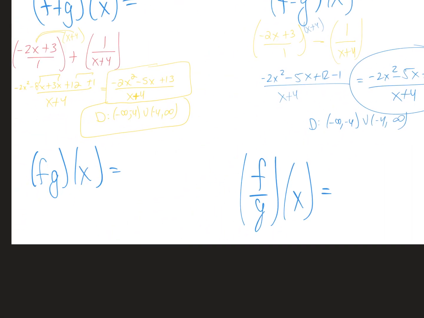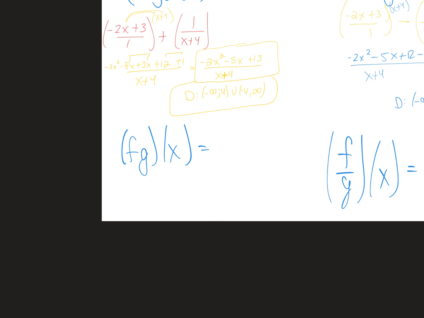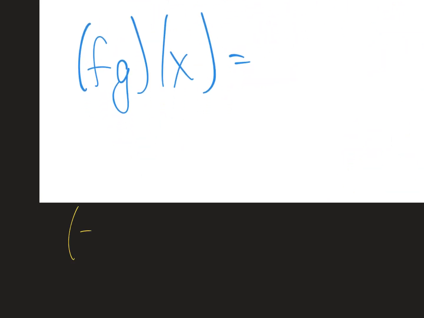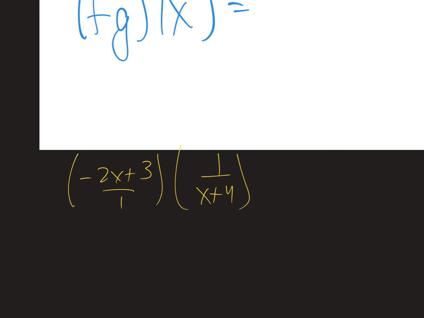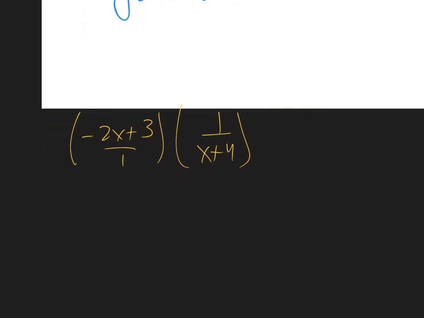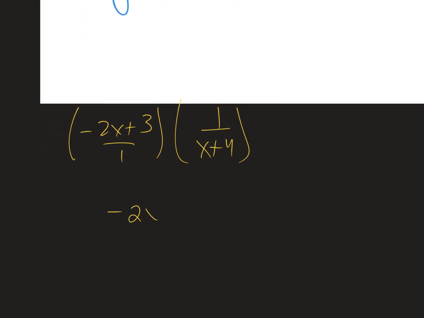Let's go down and multiply these two together. All right, I have negative 2x plus 3 times 1 over x plus 4, right? You guys with me? So we multiply across: negative 2x plus 3 over x plus 4. Is there anything else I can do? Can I cross off the x's? Why not?